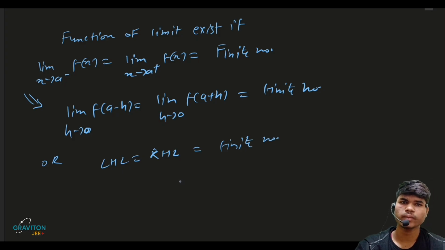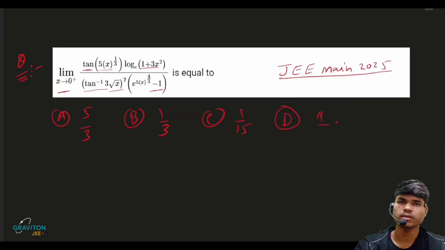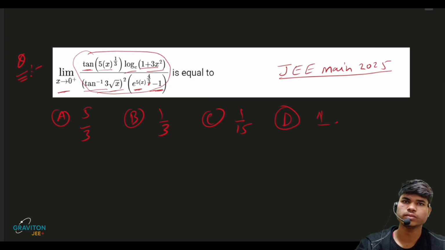Now we will see the solution of one JEE PYQ question. We are given limit x tends to 0 positive of tan 5 into x to the power 1 by 3 into log of 1 plus 3x square, divided by tan inverse 3 root x whole square into e to the power 5 into x to the power 4 by 3 minus 1. We have to find the limit of this expression at x equals 0.